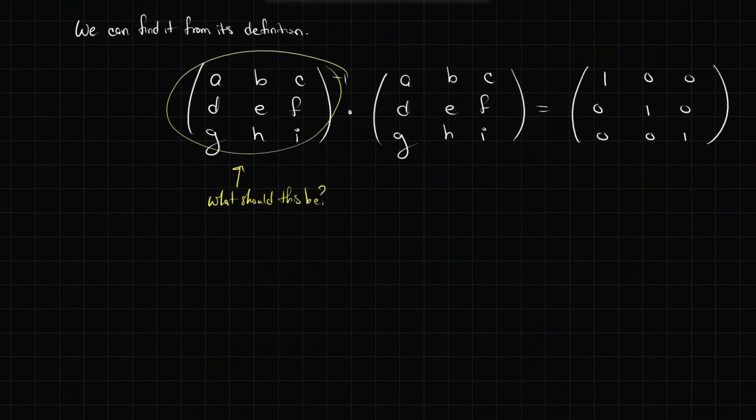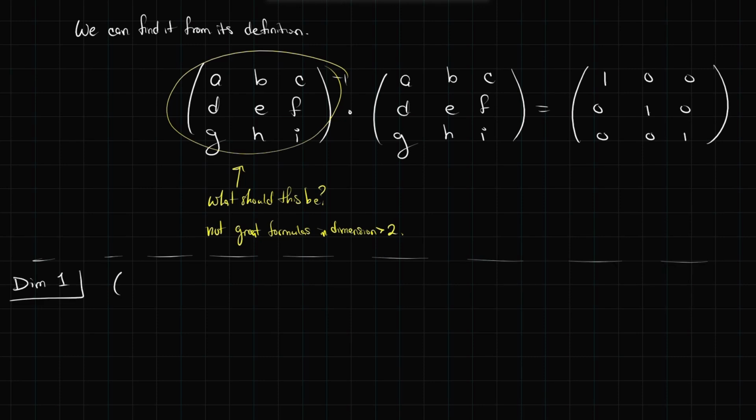Well, we don't exactly have good formulas. Not great formulas in dimension other than 2. I'll say dimension greater than 2, strictly greater. So in 2 dimensions and 1 dimension, there's a pretty easy formula. In 1 dimension, what does your 1 dimensional matrix look like? It looks like a, in which case a inverse is 1 divided by a. Believe it or not. Really big surprise.